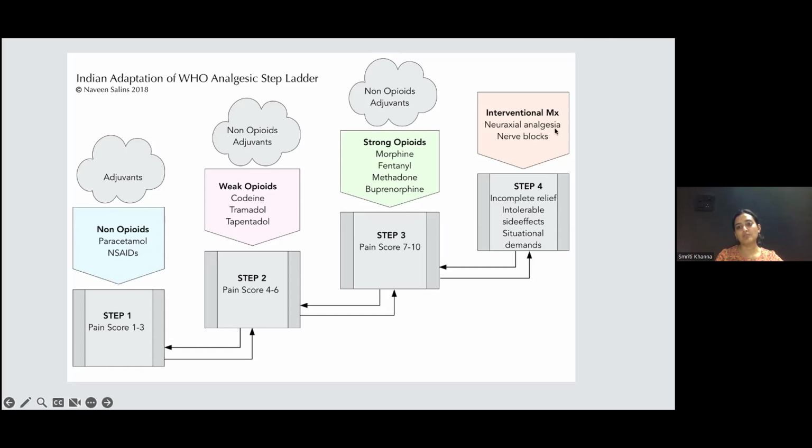And then we also have other patterns of pain management, which is interventional pain management, like neuraxial analgesia or nerve blocks. And this is in case there is incomplete relief with these medications, there are intolerable side effects, you are needing to give pain medications for a very long time, or a situational demand, like a special marriage or a special function coming up that the patient is requesting pain relief or better pain relief for.